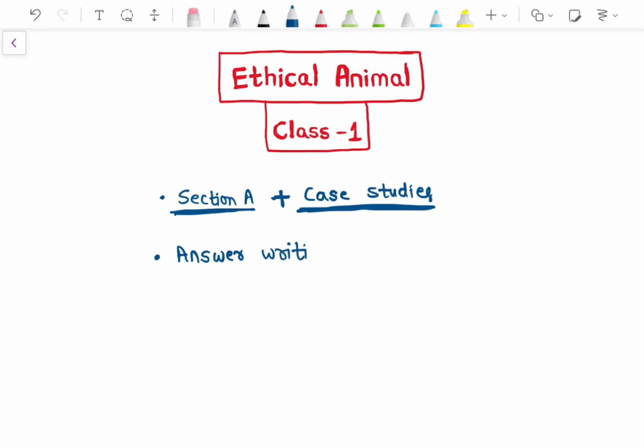See, ethics is 70% answer writing and 30% knowledge. In other GS subjects also answer writing plays a very important role, but in ethics, it is most important. So the course will focus on answer writing.